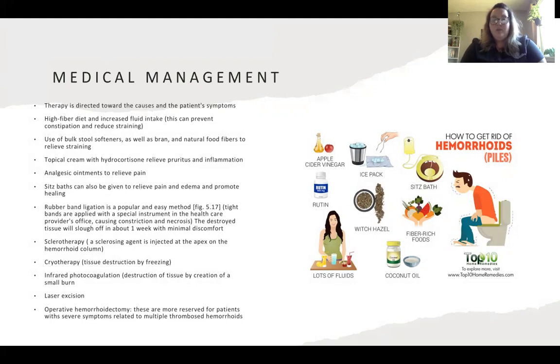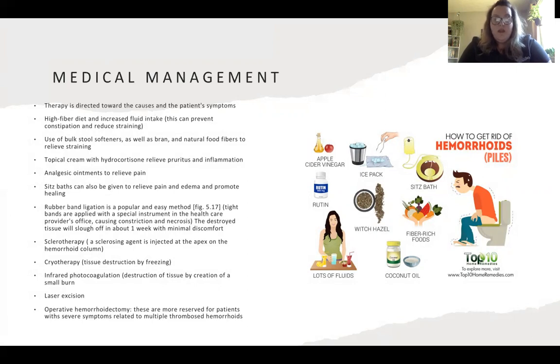They can also do a rubber band ligation, and that is apparently popular and fairly easy. You can see it on figure 5.17 in the adult health book. And that is where they just put a tight band around the hemorrhoid, and they use a special instrument. What it's just going to do is constrict that blood flow, and that way it can't keep going, and it'll cause necrosis eventually. And within about 1 week, it should slough off, and there should be some minimal discomfort there.